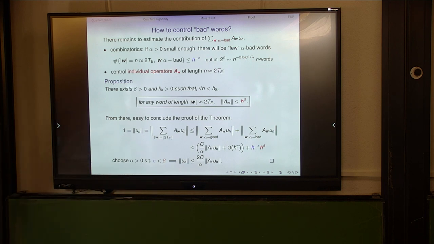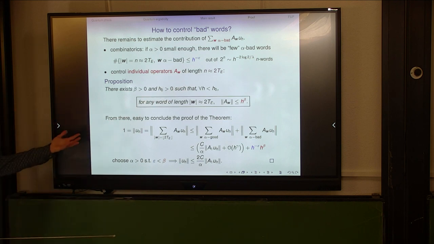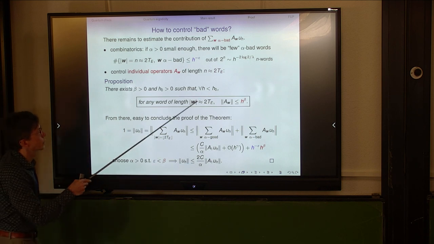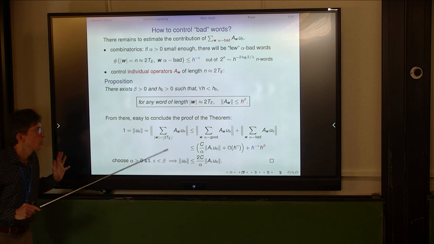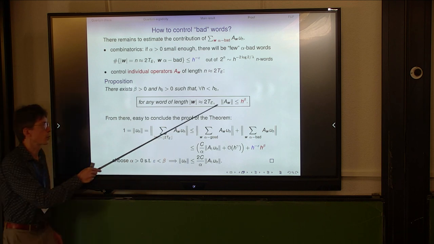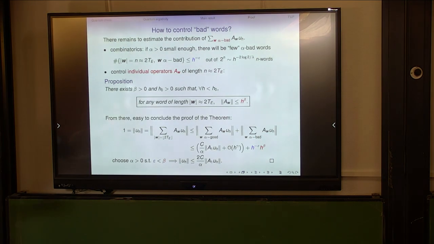Okay. And so the trick, what makes things work, is that if you choose a time which is long enough, which is in particular beyond the Ehrenfest time, then each of these words, not just the bad words, but also the good words, all the words are small in some sense, small in terms of operator norm. The L2 operator norm is small in the sense it is given by some power of h, h to the beta, with positive beta. Okay? So each of them is small.